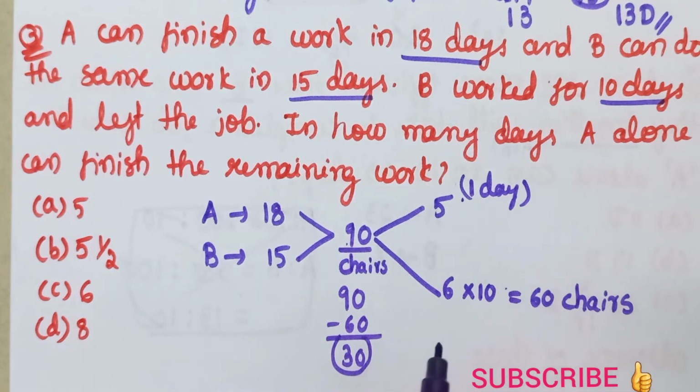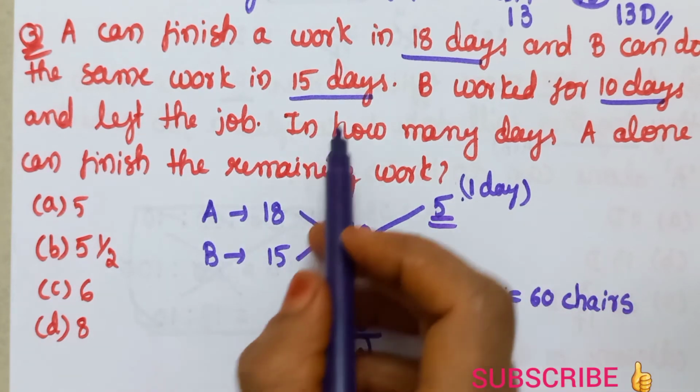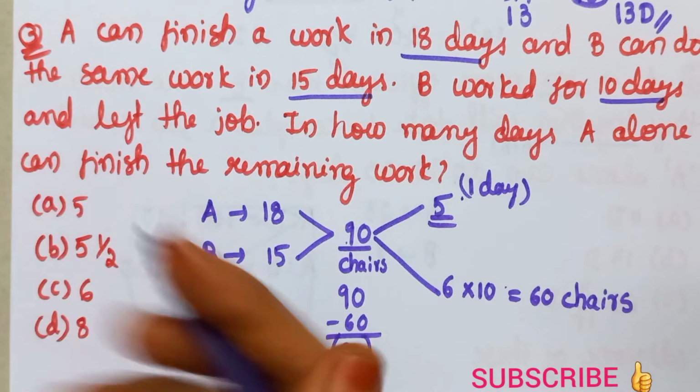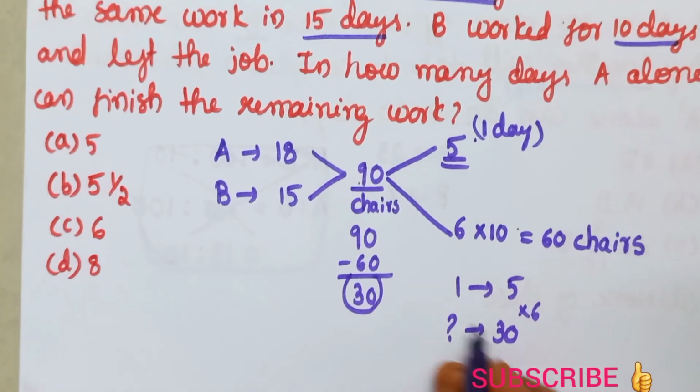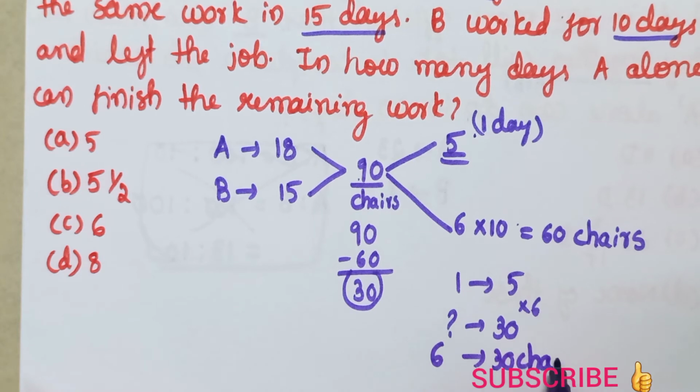So in 1 day how many chairs can he make? 5 chairs. So what they asked is, in how many days A alone can finish the remaining work. This is very simple. In 1 day he can make 5 chairs. So in how many days can he make 30 chairs? So simply multiply: 5 6s are 30. So in 6 days he can make 30 chairs. This is very, very simple.